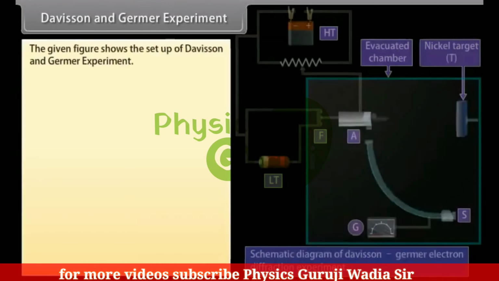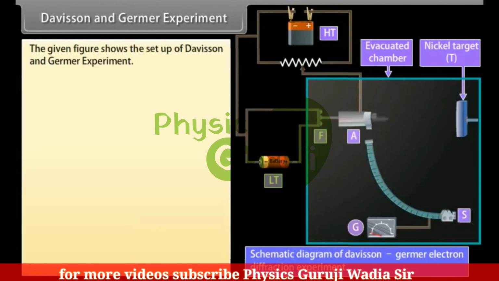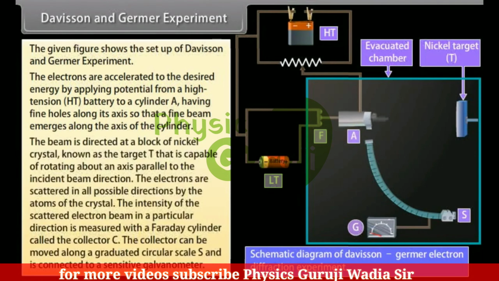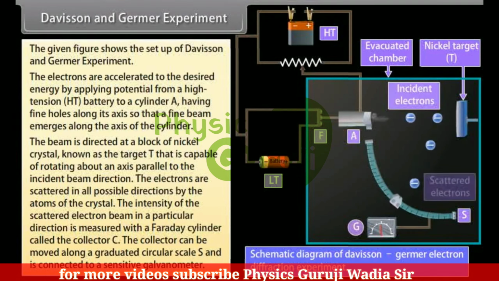Davisson and Germer experiment. The given figure shows the set-up of the Davisson and Germer experiment. The electrons are accelerated to the desired energy by applying potential from a high-tension HT battery to a cylinder A having fine holes along its axis so that a fine beam emerges along the axis of the cylinder. The beam is directed at a block of nickel crystal known as the target T that is capable of rotating about an axis parallel to the incident beam direction.